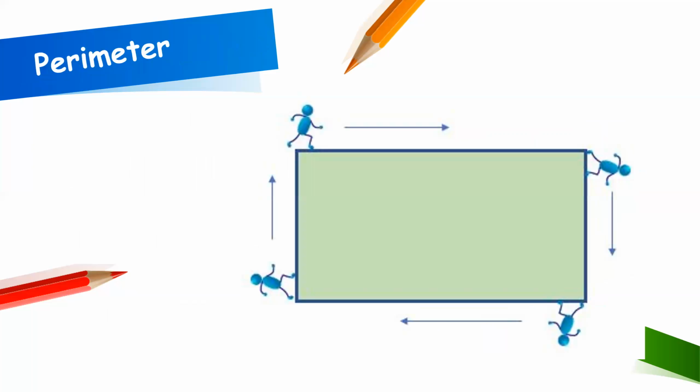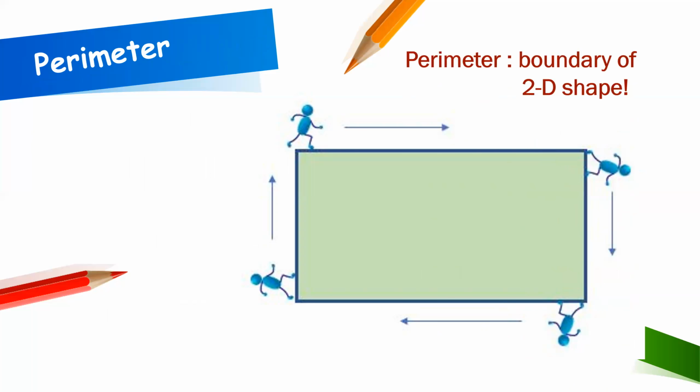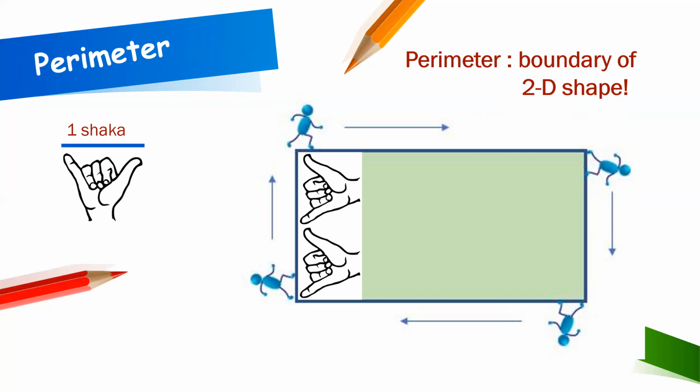So let's say we are trying to measure the perimeter of this rectangle. Perimeter is the boundary of the 2D shape, so we're walking along this rectangle. In order to answer that question, the first thing we should think about is, what is my unit? Well, here's my unit. 1 unit is 1 shaka. What are we counting? How many shakas long this perimeter is if I'm walking around the boundary.